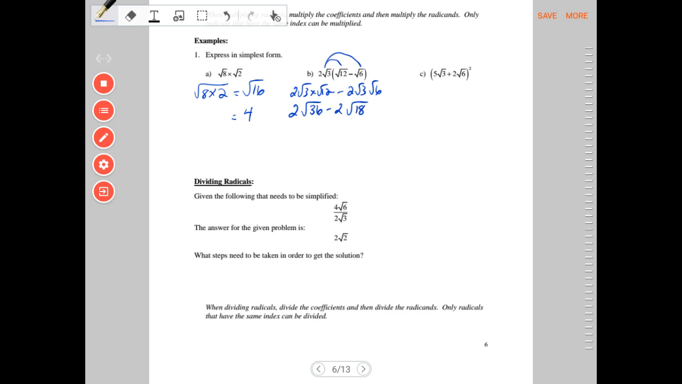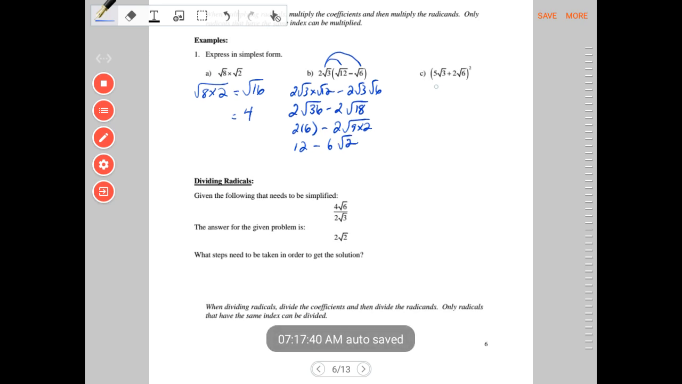Now we're going to simplify. 36 is a perfect square, so that becomes 2 times 6, the square root of 36. And 18 is 2 times 9 times 2. So 2 times 6 is 12, minus square root of 9 is 3. 3 times the 2 out front is 6. Remember, when you square root, it goes out front. And we can't square root the 2, so it has to stand with the root sign.